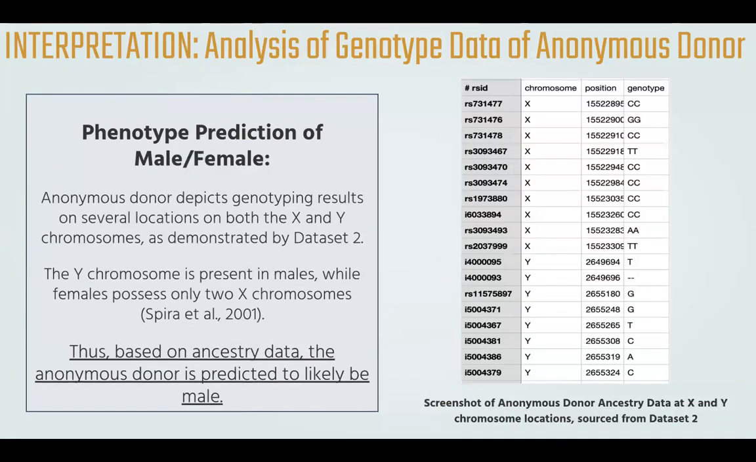And finally, in order to interpret and analyze the genotype data of the anonymous donor to predict whether they are male or female, we analyzed dataset 2, which is where we obtained the genotyping and ancestry data for the anonymous donor. Now, the anonymous donor depicts genotyping results on several locations on both the X and Y chromosomes, as is demonstrated by dataset 2, which is pictured on the right. Now, the Y chromosome is only present in males, while the female possesses only 2 X chromosomes. Thus, based on ancestry data and the idea that genotyping results are available for both the X and Y chromosomes for this anonymous donor, the anonymous donor is likely predicted to be male.